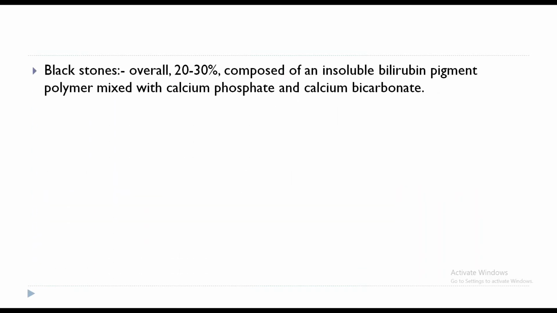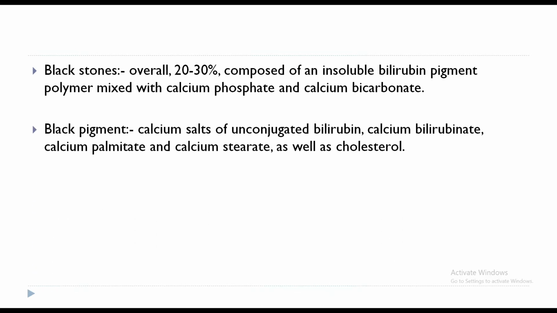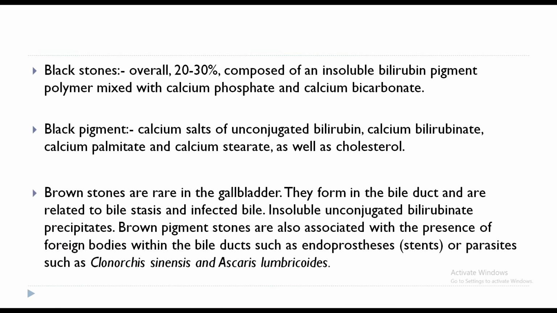Black stones are overall 20 to 30% composed of an insoluble bilirubin pigment polymer mixed with calcium phosphate and calcium bicarbonate. Black pigments are calcium salts of unconjugated bilirubin, calcium bilirubinate, calcium palmitate, calcium stearate, as well as cholesterol.